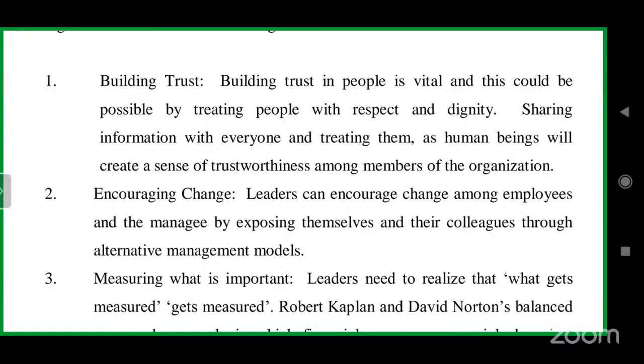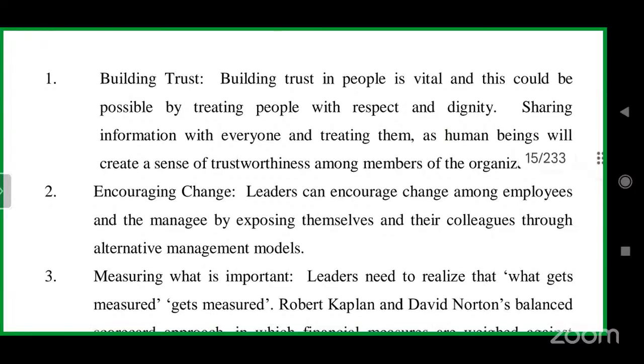Unless we have trust in the employees, or when we are encouraging, the leaders should encourage the employees, or the managers should encourage the managees, group people. So in order to achieve high performance, this can be done only by the leader. Leaders can encourage change among employees and the managee by exposing themselves and their colleagues to alternative management models.